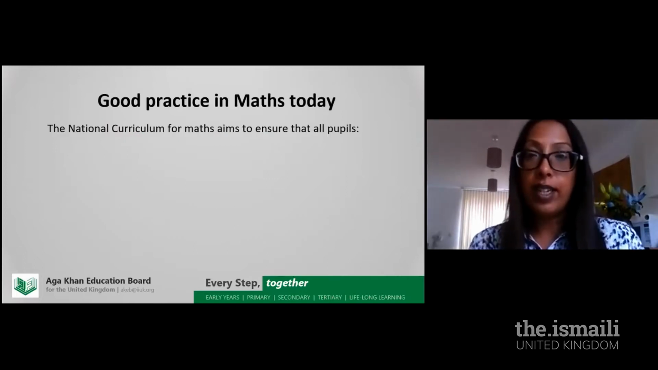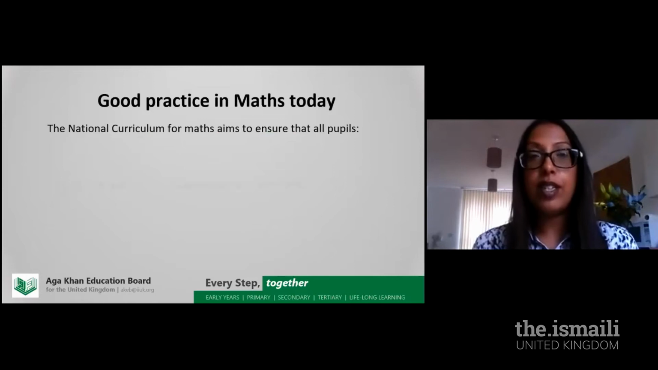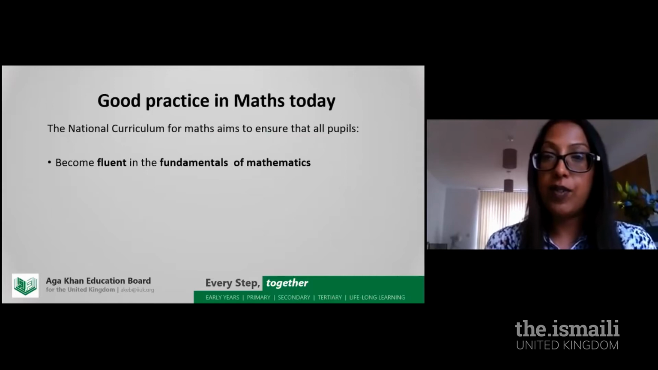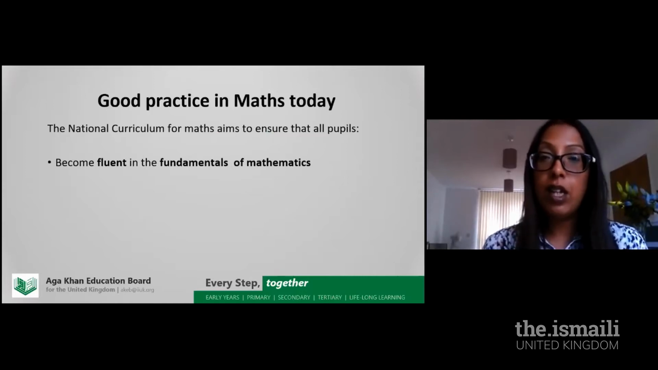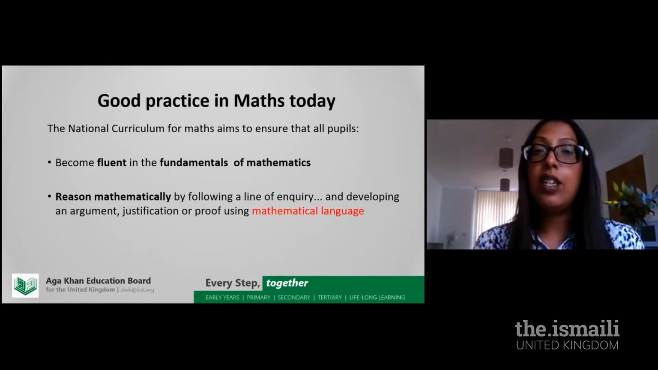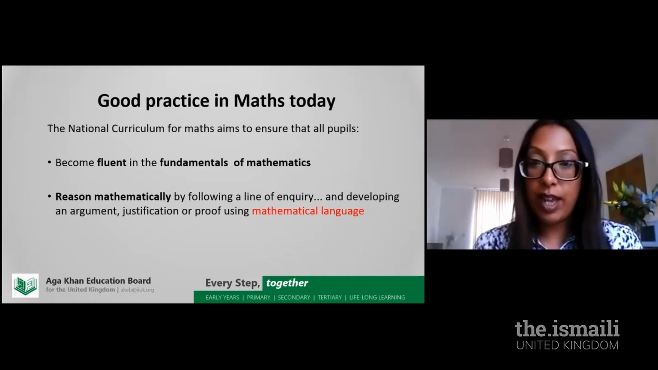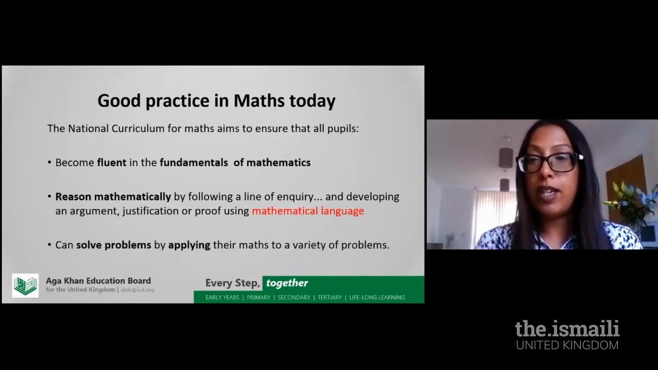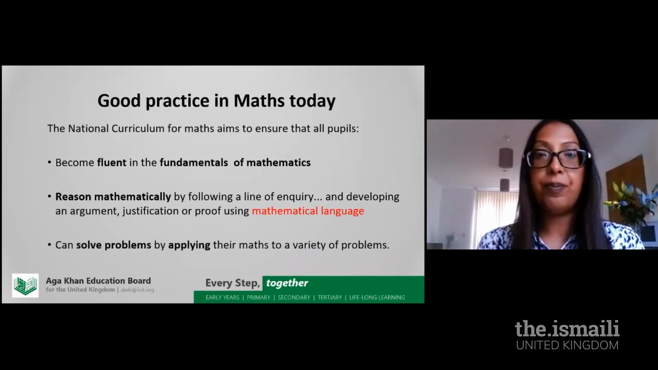The primary maths curriculum has 3 main aims. Children should become fluent in the fundamentals of maths. And what we mean by fluent is fluent in number and fluent in the 4 operations of number with calculation. Once they are fluent, they can then use this to reason mathematically. They become confident with using mathematical language, so that they can give reasons for how they got to an answer. They can argue why an answer is right or wrong using that knowledge, and they can solve problems and apply this to a variety of different problems.